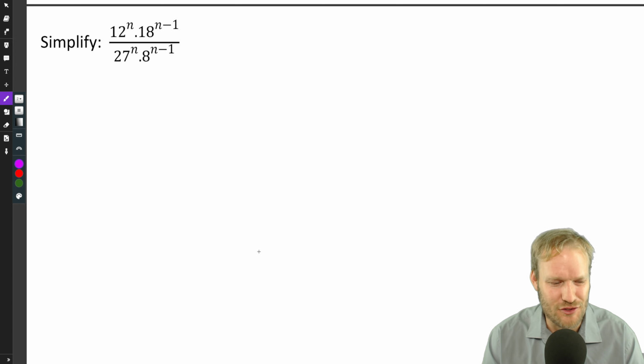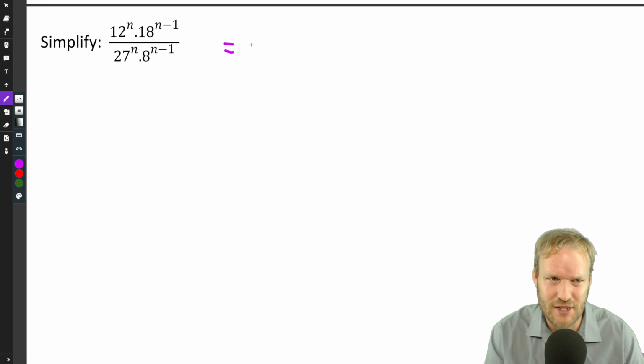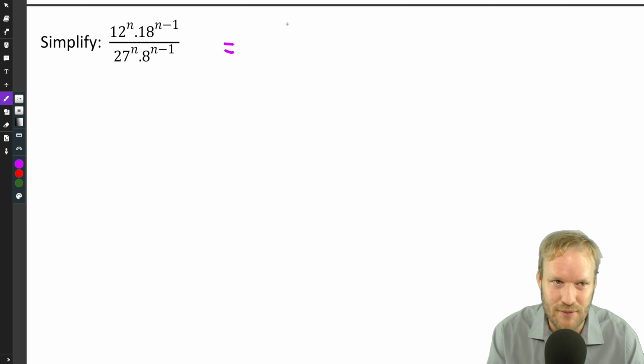Welcome back, grade 11s. This is our second and final example in simplifying this type of fraction. One term over one term. Key thing to look at. The next examples will be multiple terms and we'll have a slightly different approach. But the one approach that will definitely be the same is we want to have prime bases. So each of these numbers, 12, 18, 27, and 8, we want to write as a product of prime numbers.